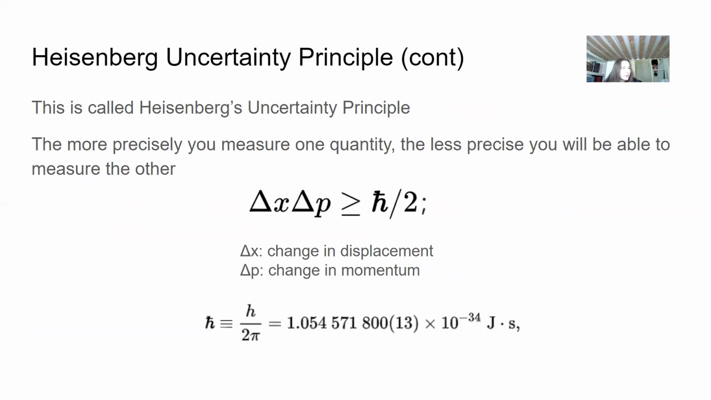The more precisely you measure one quantity, the less precisely you will be able to measure the other. That is shown in this equation here: delta x times delta p is greater than or equal to h bar over 2, where h bar is Planck's constant over 2 pi. So basically, if one goes up, the other goes down. You can only have one super precise measurement, and the other one you won't know precisely at all.